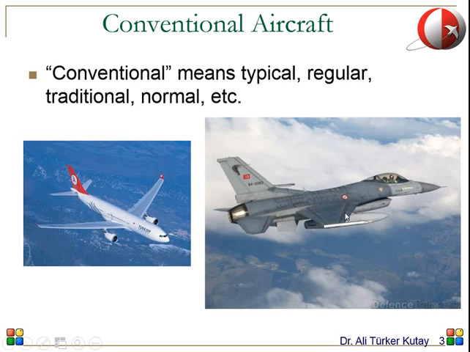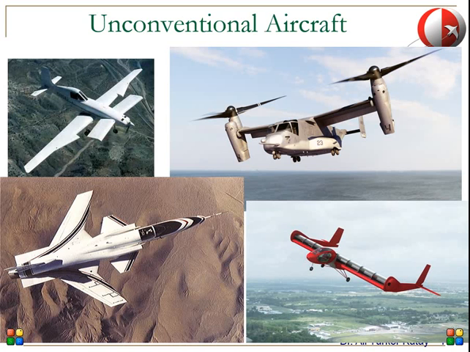Its wings are shaped differently, but nevertheless it has a pair of main wings. Similarly, it has some tail surfaces. Even though it looks different, they are both conventional aircraft. They have the same components. Now let's take a look at some examples of unconventional aircraft. So the aircraft you see in these pictures are unconventional. You know, they have different shapes.